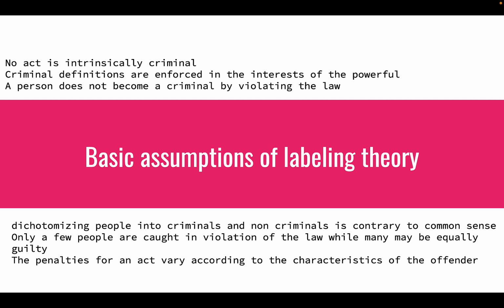So the penalties for an act have to vary according to the characteristics of the offender. So unfortunately, your age, your race, your social class, your gender, these things are going to have impacts on how savable you are, how redeemable you are considered, how much you should get a second chance.